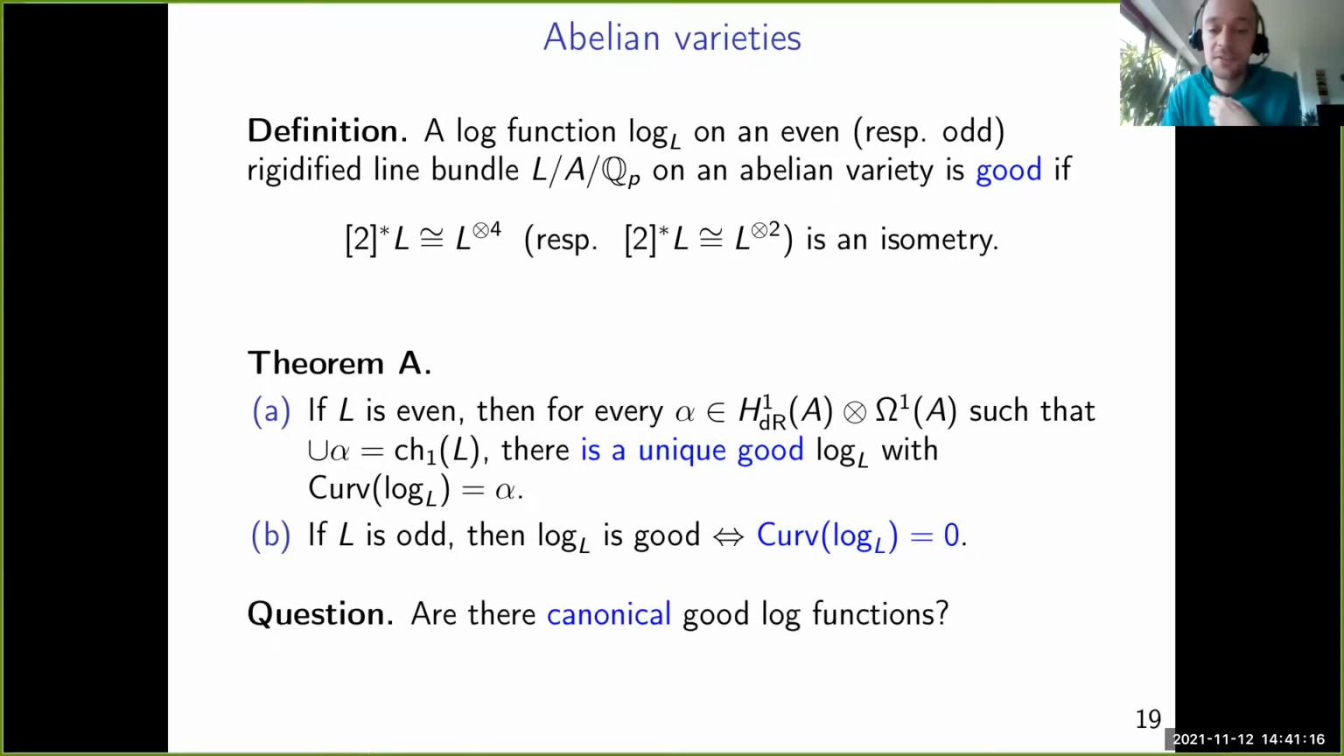So we have to do this in a different way. If we want a nice theory, we need some other way to isolate good log functions, or to normalize good log functions. And on abelian varieties, if you have too much freedom and you want some universal construction, then it's typically a good idea to look at the Poincaré bundle, which is what we're doing here. So that's going to save us.